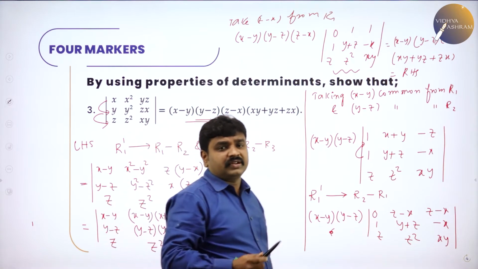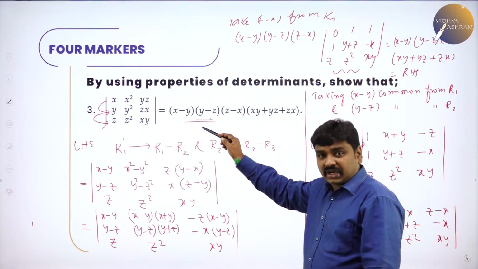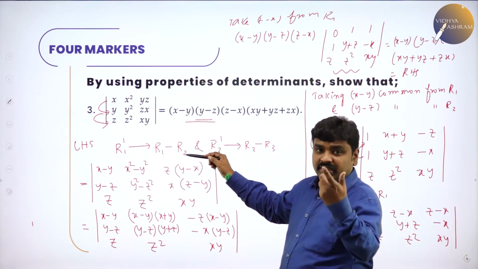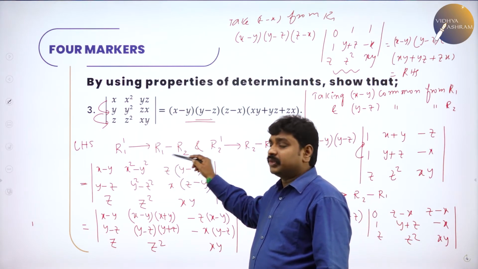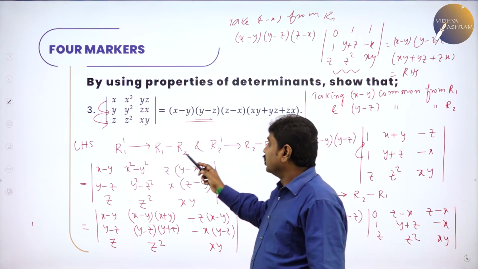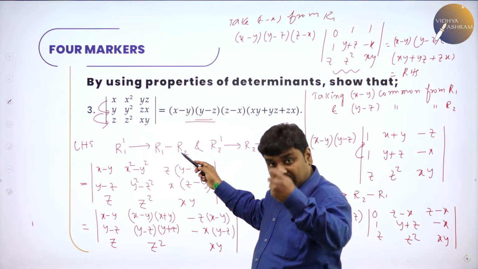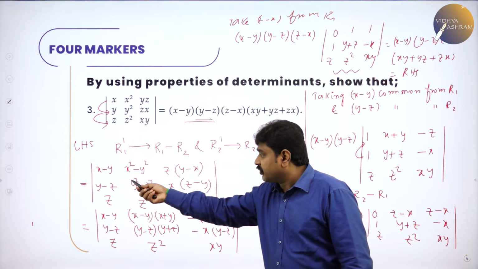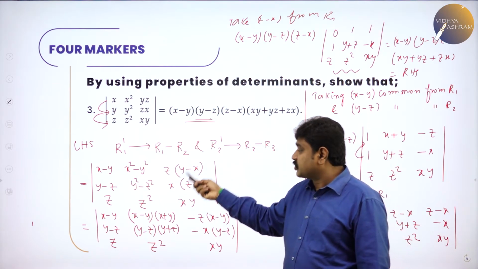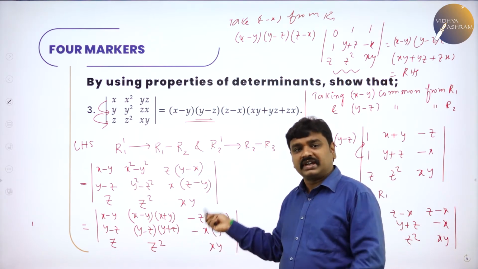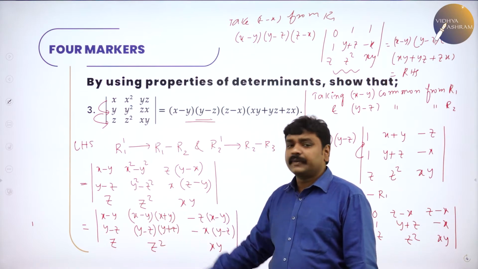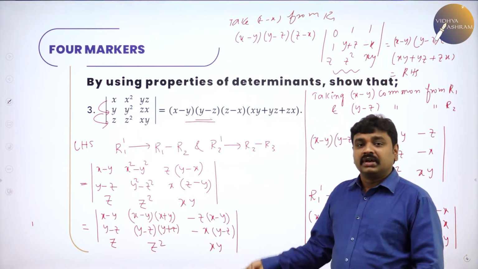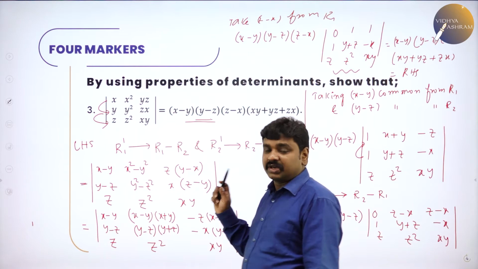So let me repeat this. One of the interesting problems: when you see the RHS, x minus y and y minus z, so the decision is R1 dash is R1 minus R2. If you do, you will get x minus y, and R2 dash is R2 minus R3, you will get y minus z. Then if you observe the first row, you can make x square minus y square as x plus y into x minus y, and take x minus y out. In the second row, take y minus z common. Then again do the transformation depending on z minus x.